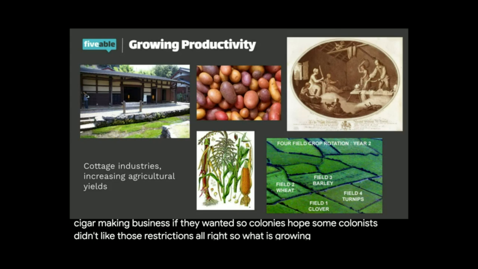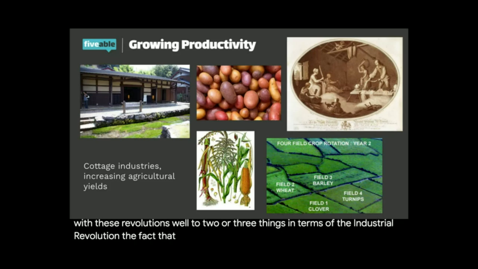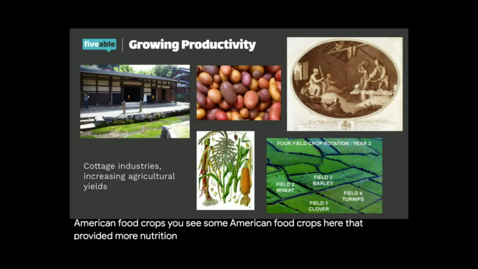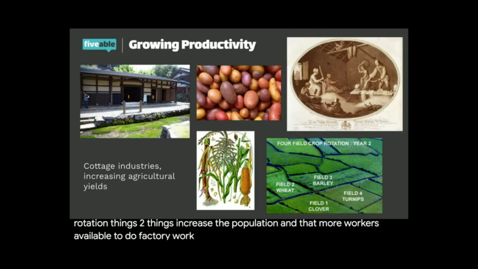All right, so what does growing productivity have to do with these revolutions? Well, two or three things. In terms of the Industrial Revolution, agriculture was more productive, using things like American food crops. You see some American food crops here that provided more nutrition per acre. And then more complex crop rotation. Those things increased the population, and that meant more workers available to do factory work, and also more people to buy things.